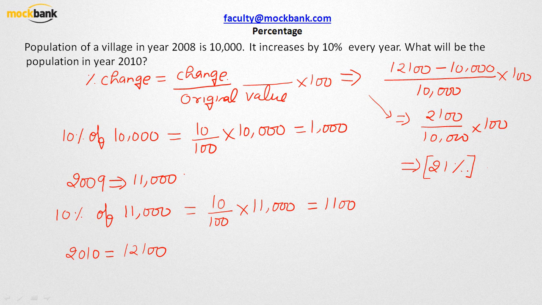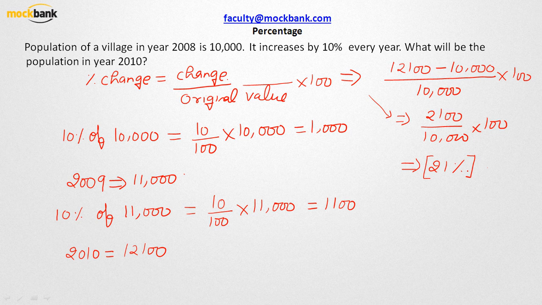If the population of a village increases by 10% in 2008 to 9 and again by 10% in 9 to 10, finally the population will have increased by 21%. It is not 10% plus 10%, 20%. The answer would be 21% and not 20%.